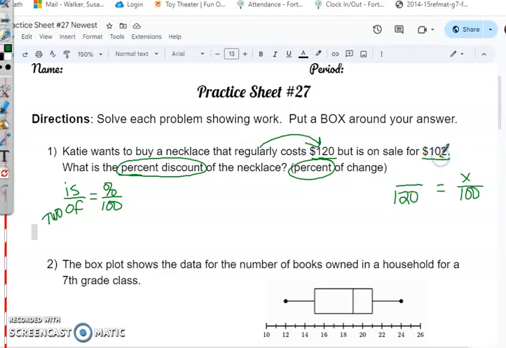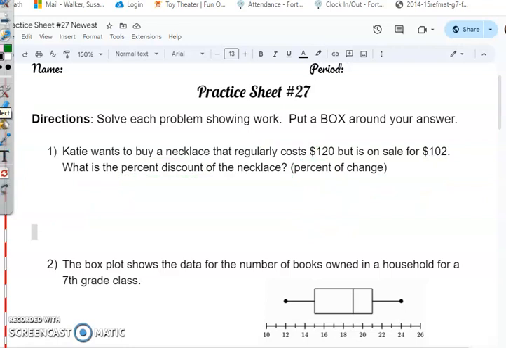Now you don't put 102 on top. You subtract, and let me guarantee, if you put 102 on top, that is going to be an answer choice. Okay, so whatever you get when you subtract, that is your is. Of, again, is 120. That is your total, whole, original. Okay, then you need to cross multiply.